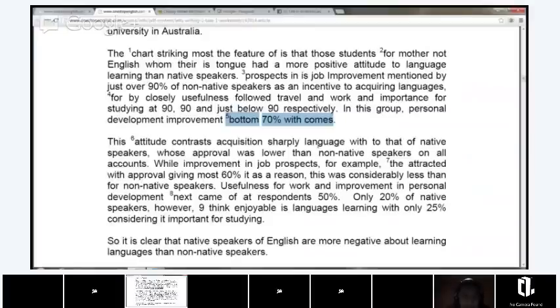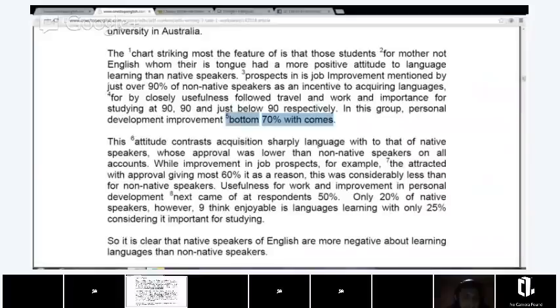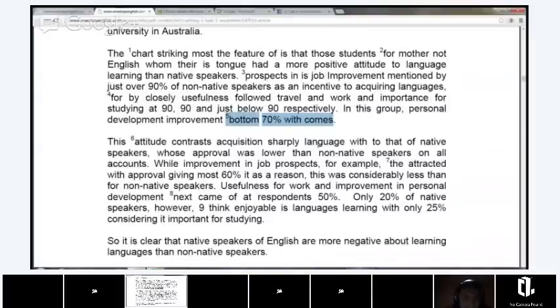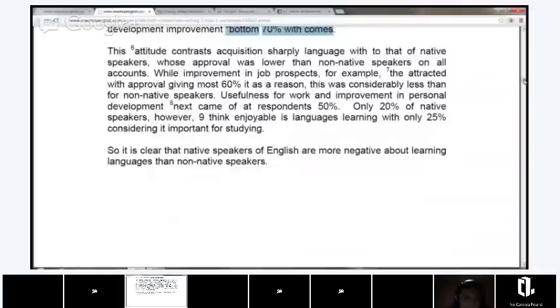I think the word bottom here is a really poor usage of the word bottom. Just from a writing standpoint, it makes it difficult to understand, and it sounds awkward. It would sound better if it said, in this group, personal development improvement comes last with 70%. But whatever. This is a good game, but with easy sentences. Yeah, exactly. I agree. That's kind of like your other one. That would take some time to do.